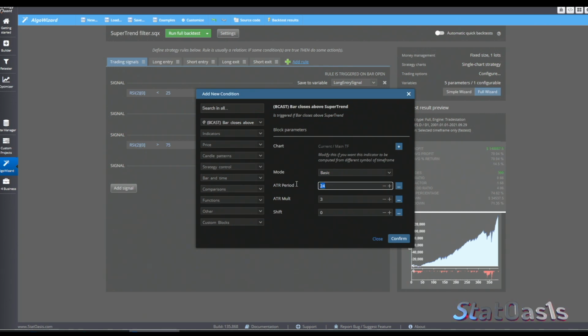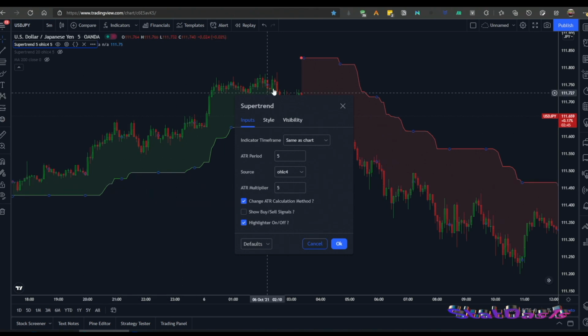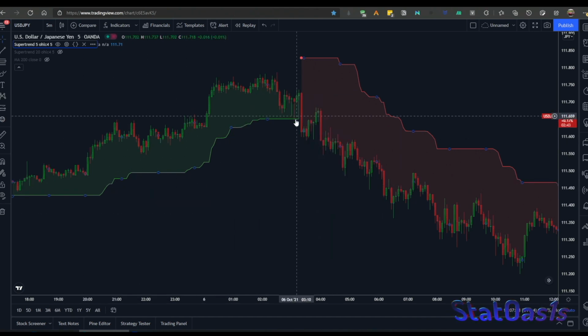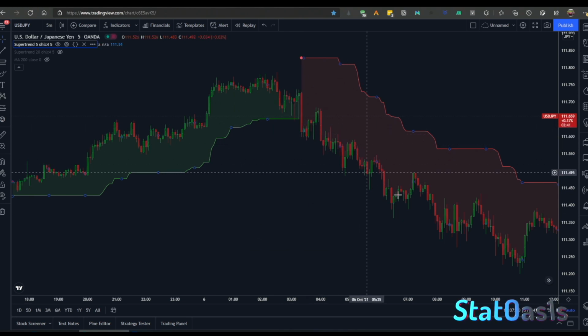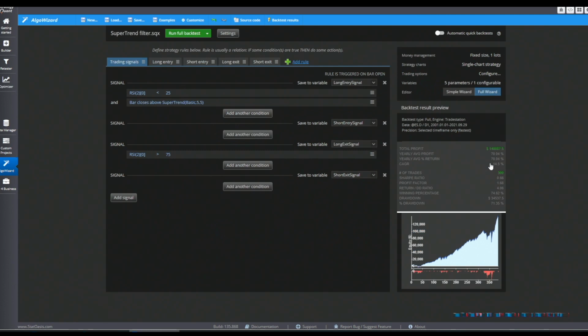And here I will use ATR with a multiplier of 5. So we can see now I am using a shorter period, but a big multiplier. The channel is further away from the price, which means when it switches from green to red, that means definitely the trend has changed. And so that's what I'm doing here. Confirm, and let's see the changes.